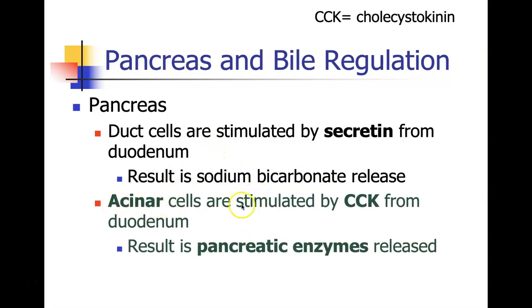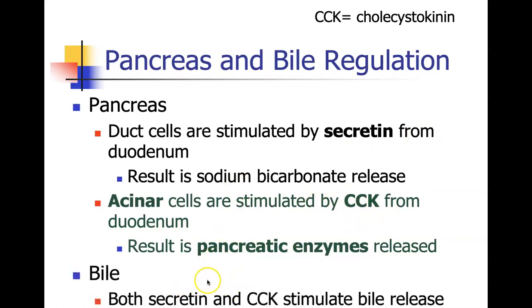And the acinar cells are stimulated by CCK from the duodenum. And the result is pancreatic enzymes are released. So these hormones can have actions in the stomach and actions in the pancreas. Both secretin and CCK stimulate bile release.